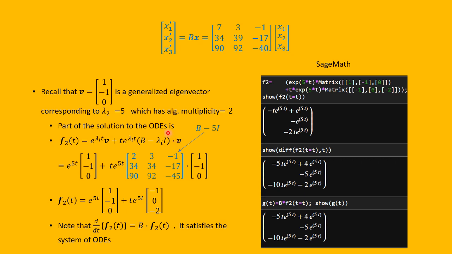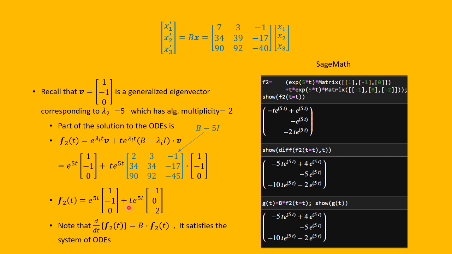Now let's see. Lambda in this case is 5. So this first term is e to the 5t times this generalized eigenvector. Then the second term is t e to the 5t, which corresponds to this part, B minus lambda I times the identity. In other words, B minus 5 times the identity is this matrix here, and it's multiplied by that generalized eigenvector, which is 1, -1, 0. Now this term is right here, unchanged. We have to do a little bit of calculating on this term. This matrix times this column vector turns out to be this column vector, -1, 0, and -2.